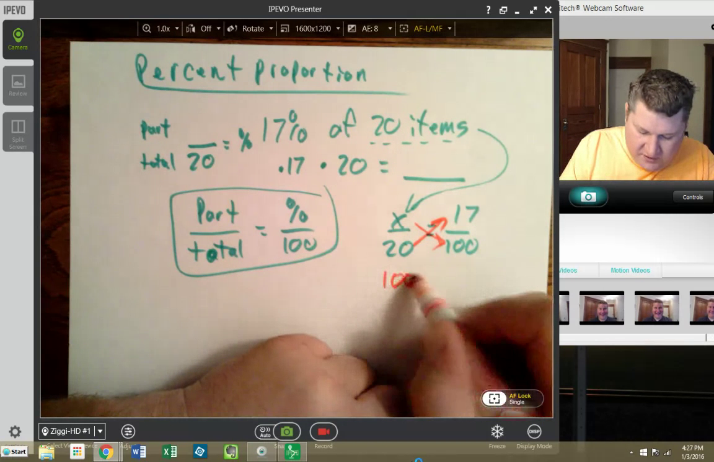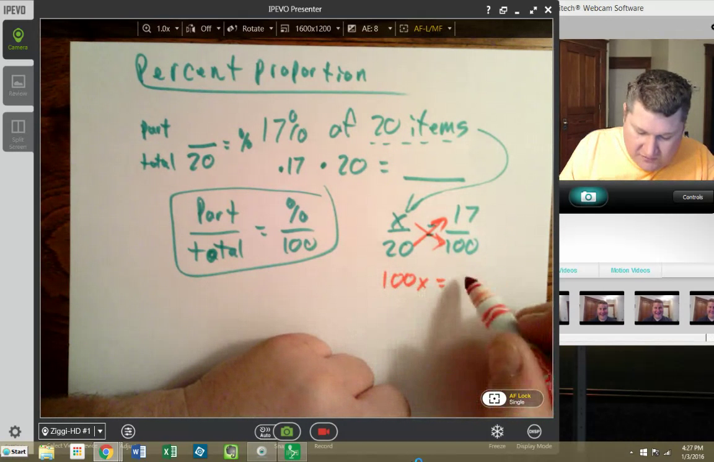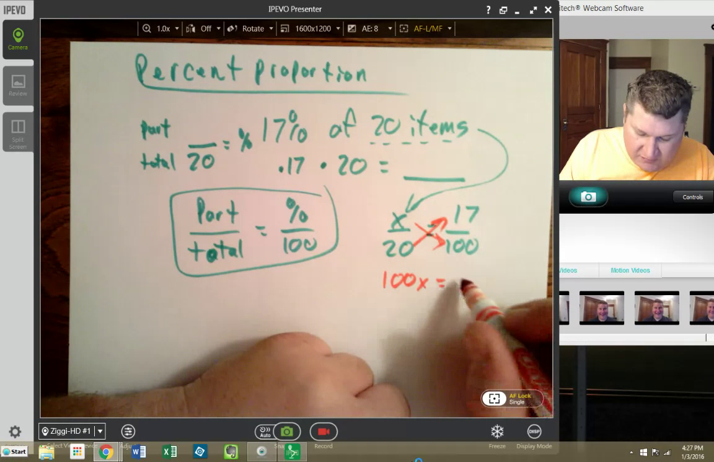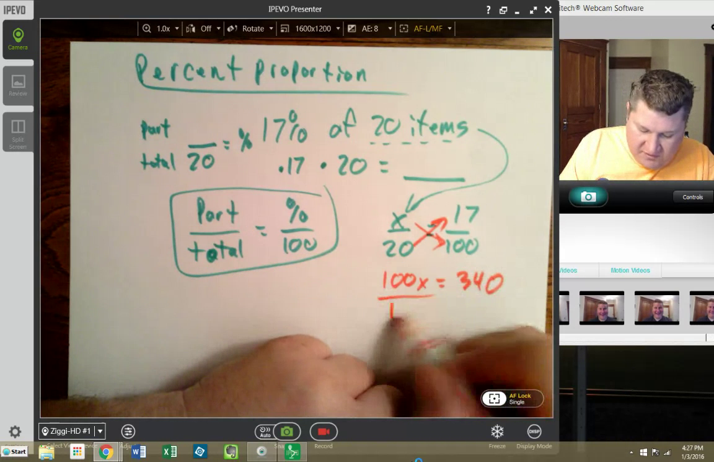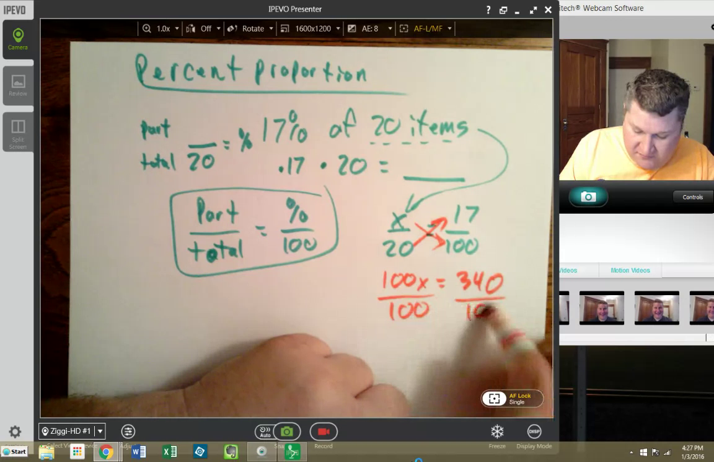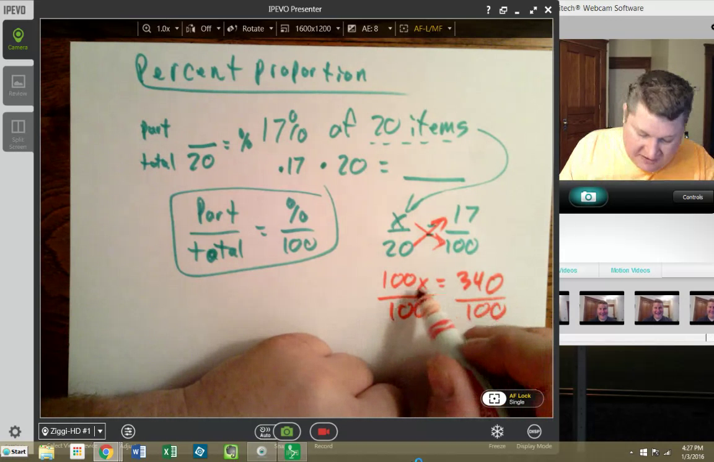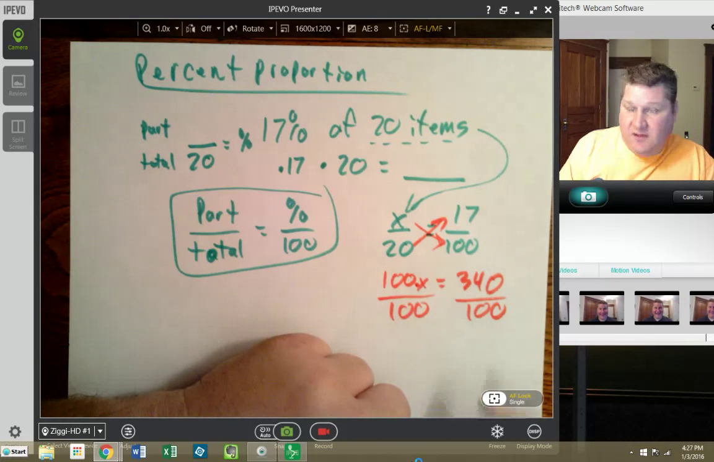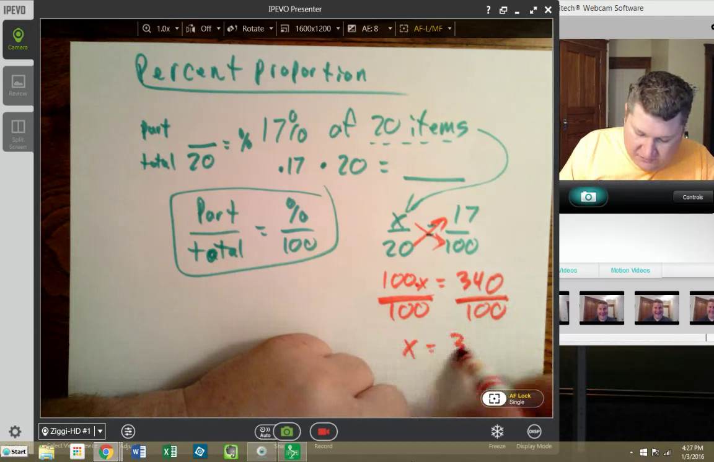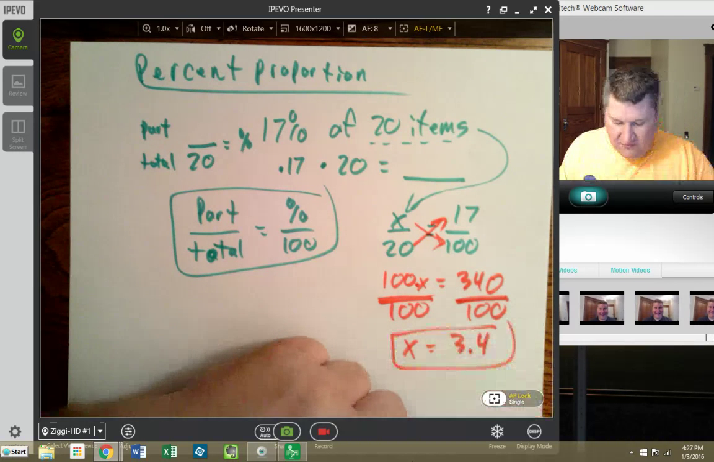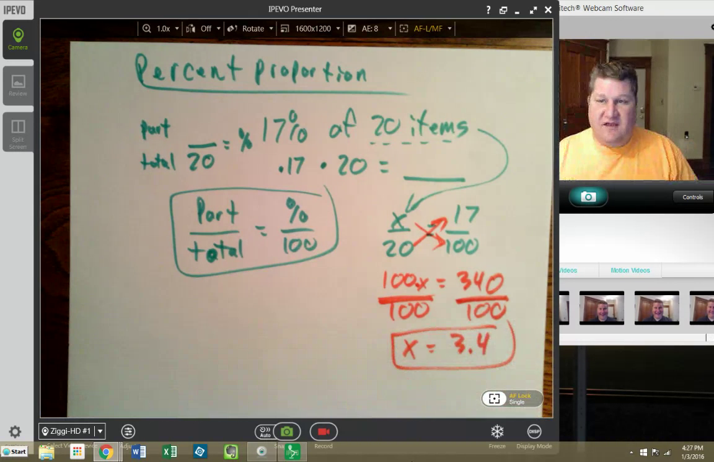So I have 100x equals whatever 17 times 20 is, which if I'm not mistaken is 340. So I divide both sides by 100, because how is 100 attached to x? It's times. How do you get rid of times? Divide. And so x equals 3.4. And so we would say we would need 3.4 items to have 17% of 20 items.